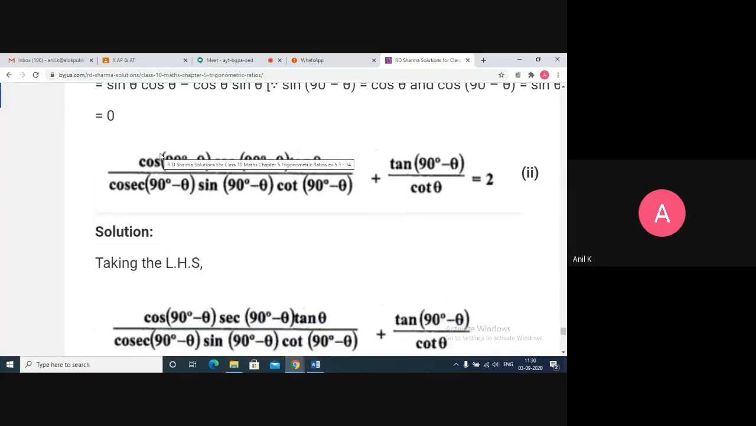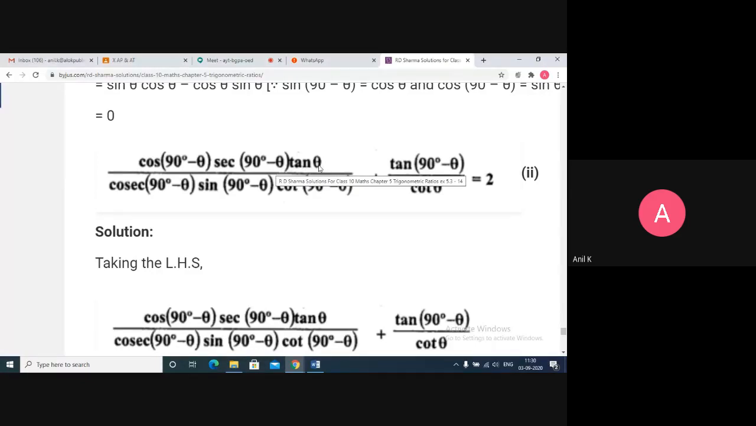So what is cos 90 minus theta? Sin theta. Perfect. What about sec 90 minus theta? Cosec theta. So sin and cosec will get cancelled. Yes, it's done. Or instead of conversion also you can do one more thing. Cos 90 minus theta you keep as it is. Sec 90 minus theta you can write as 1 upon cos 90 minus theta. So that way also they get cancelled.